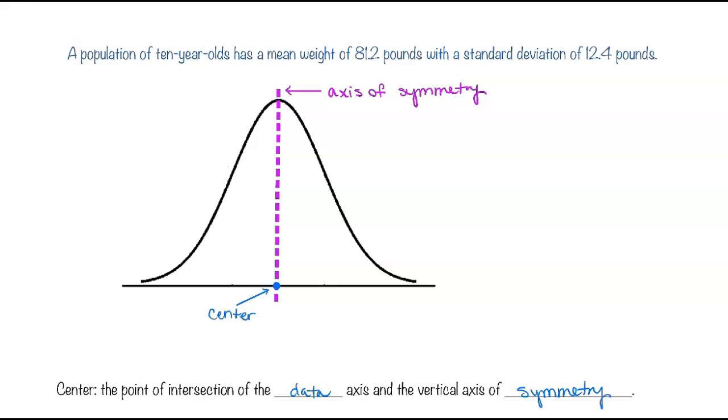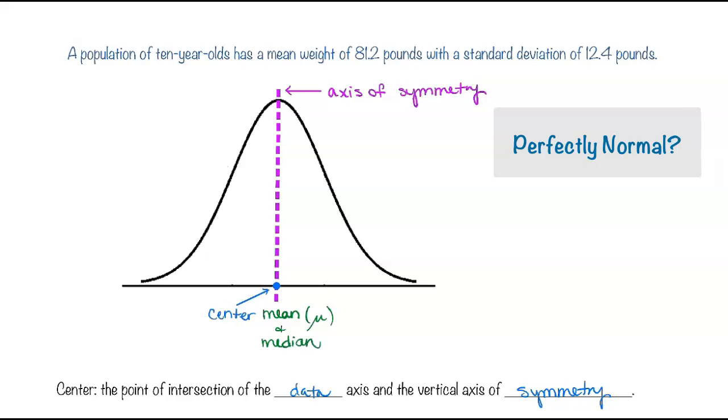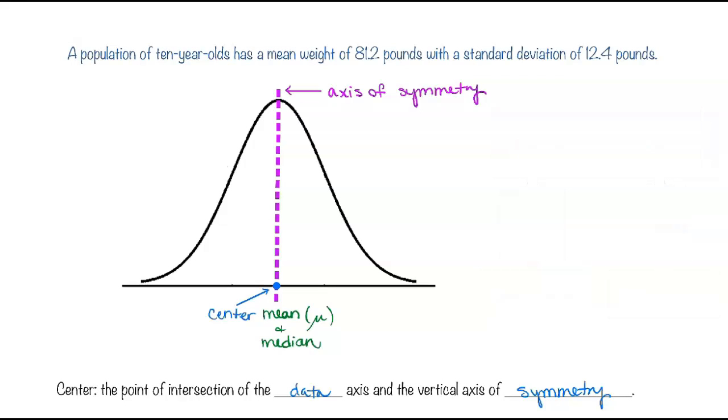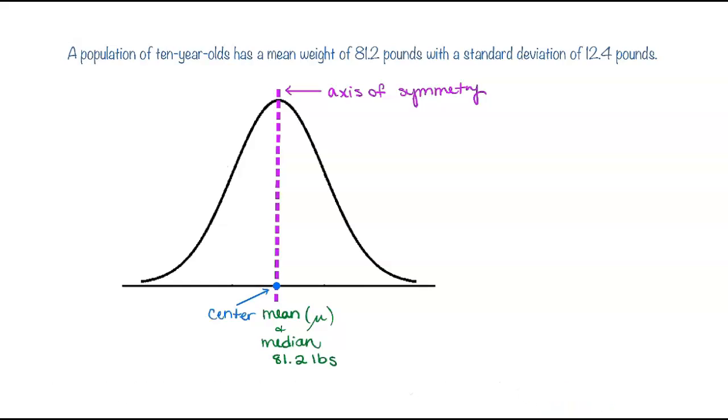That's this point here. What's also interesting about this center is that it corresponds to both the mean and the median. If a data set is perfectly normal, then the mean and median will be exactly equal to one another. If the data set is approximately normal, then the mean and median will be approximately equal to one another. In this example with the population of 10-year-olds, the mean and the median is 81.2 pounds and serves as the center of the normal curve.